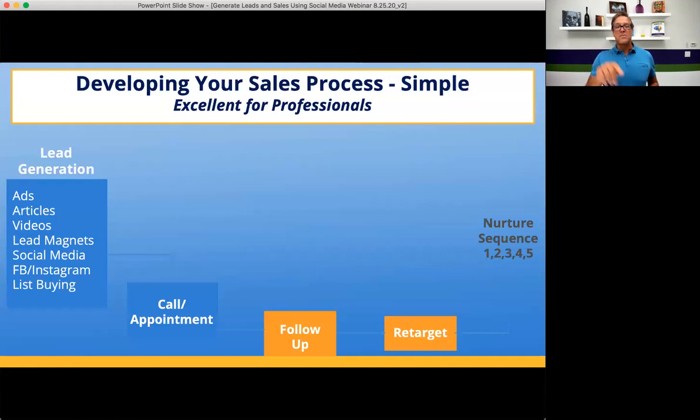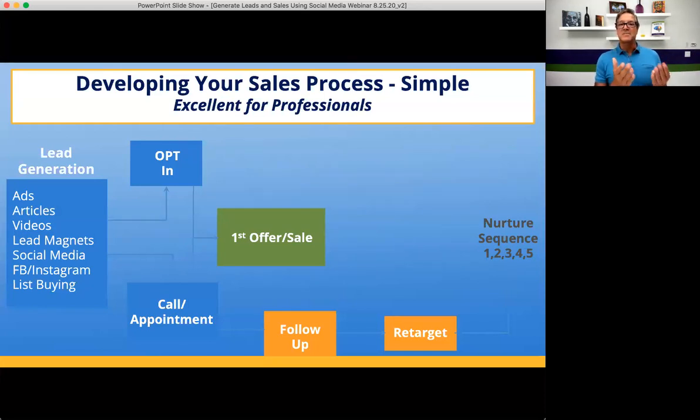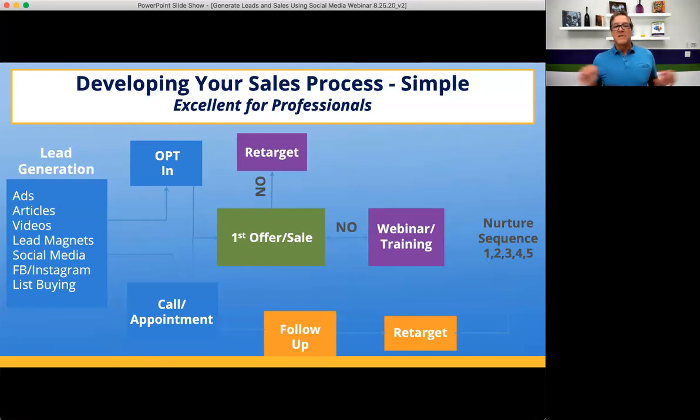All right. If they don't buy, do you have a nurturing sequence in place, whether it's a video or an email or anything to follow up after the initial contact, right? This is the beginning of a simple sales process. It's excellent for professionals, coaches, anybody that's selling a service. This is perfect. Or you could take them down another channel where they opt in to receive some kind of an offer. All right, so they can opt in for some kind of a lead magnet, a how-to video series, a manual, a white paper, something, and then within that there's a first offer and a sale. And if they buy, great. If they don't, then you can retarget them online, or you can invite them to another training.